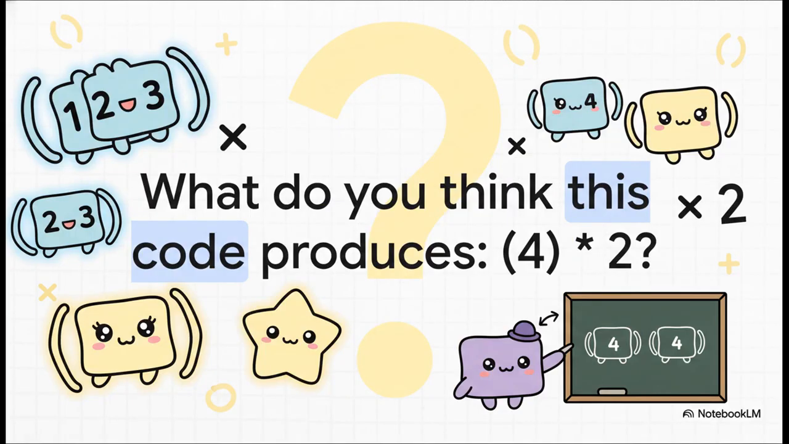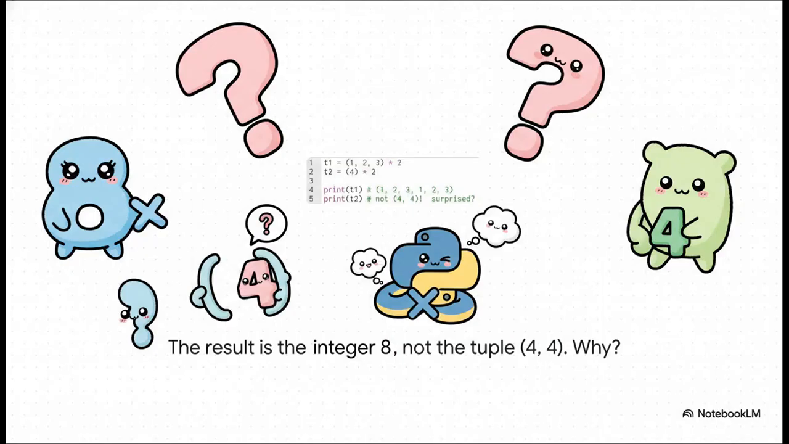All right, so knowing that commas are the secret ingredient, here's a little pop quiz for you. We know that multiplying a tuple like (1, 2) by 2 gives you (1, 2, 1, 2). So what happens when you just have one number inside those parentheses? What do you think (4) times 2 is going to give you? And the answer is 8, not the tuple (4, 4). So why is that? Well, because there's no comma, Python just sees standard mathematical grouping. It's not thinking tuple at all. It just sees the number 4, multiplies it by 2, and gives you the integer 8.